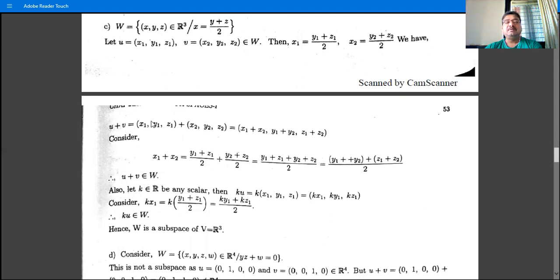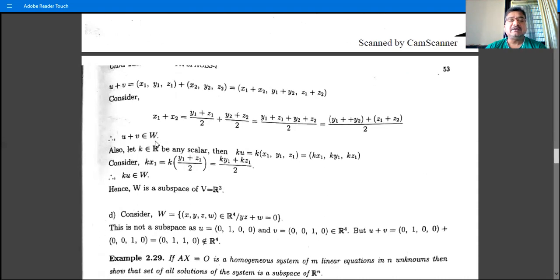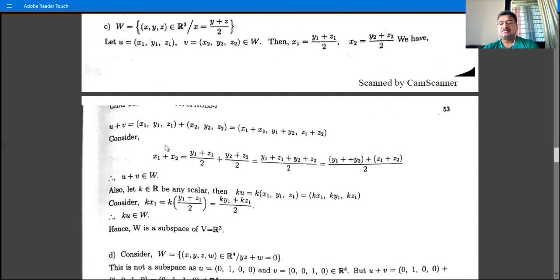As u bar and v bar, for all u bar and v bar belonging to W, because u and v are any two elements of W and their addition belongs to W. So the first property, that W is closed for addition, is true.